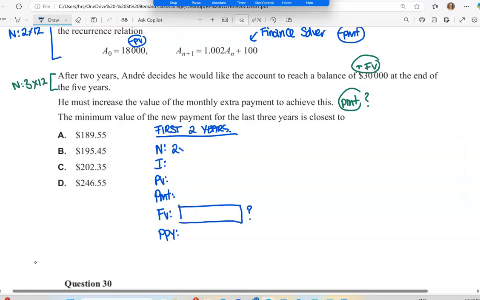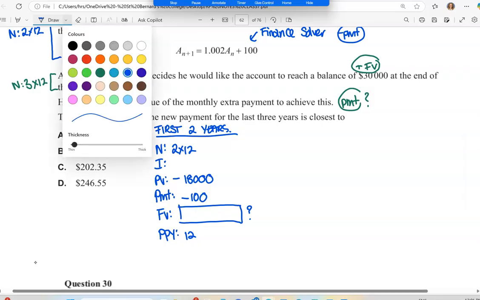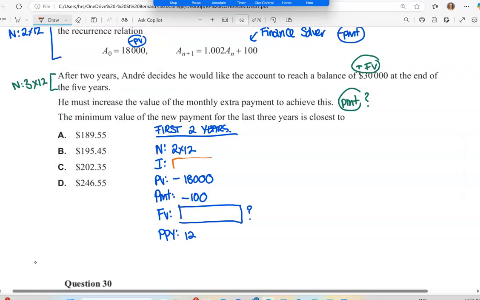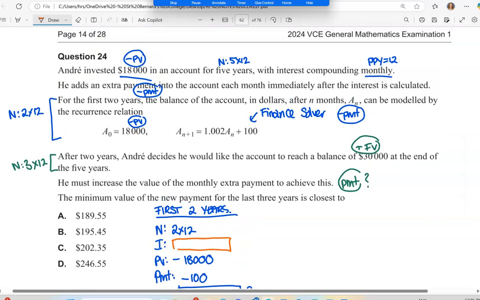So we know N is 2. I'm just going to pop in what I do know. I knew that he invested 18,000. We know the payment was 100 because we got that from the recurrence relation, and we knew PPY was 12. Now, F is the question. So here I need the interest rate. Up here, in here is the interest rate. We can find the interest rate in there.